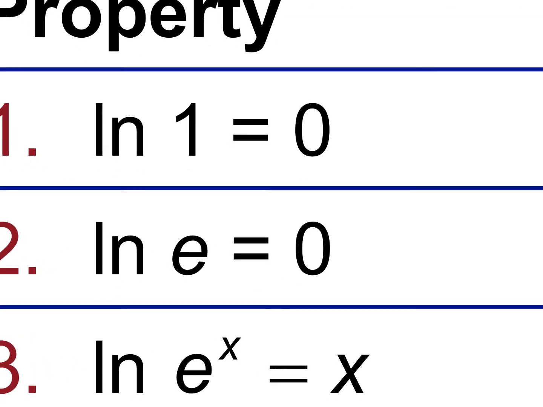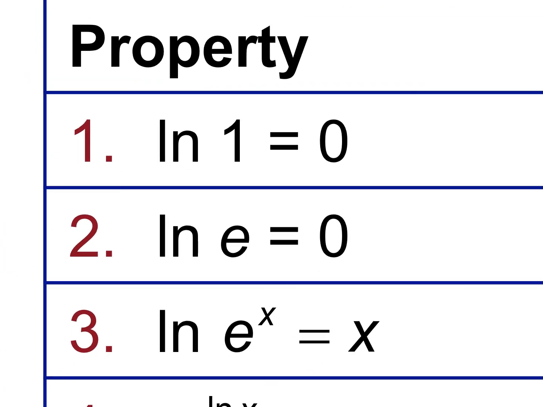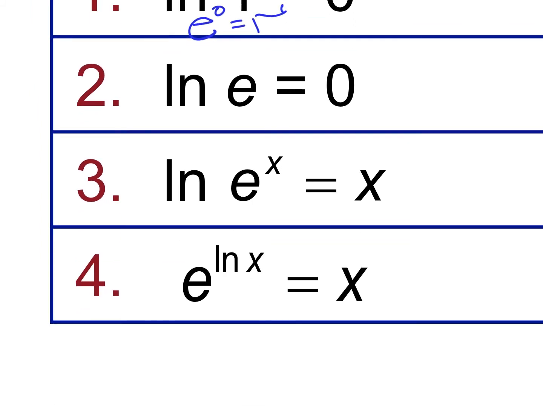If I rewrote this, what is the opposite of natural log? E, right? It's on the same button. And then what happens with 0 and 1? They switch spots. So e to the 0 power is 1. Everybody see that? Okay.